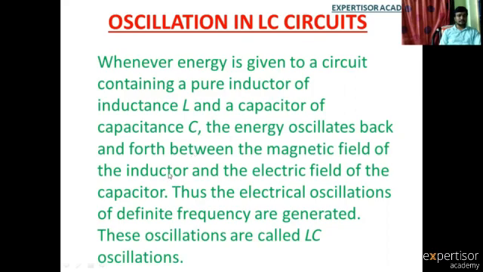At the inductor, a magnetic field is developed. In the inductor, there is a conductor carrying current. After some time, the magnetic field is developed. In the capacitor, the voltage is stored between the two plates of the capacitor. Then an electric field is generated. Thus, electrical oscillations of definite frequency are generated. These oscillations are called LC oscillations.